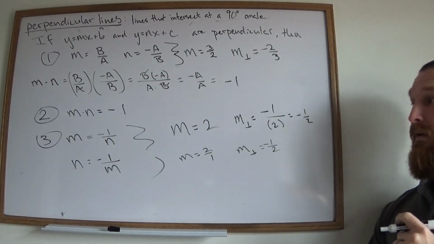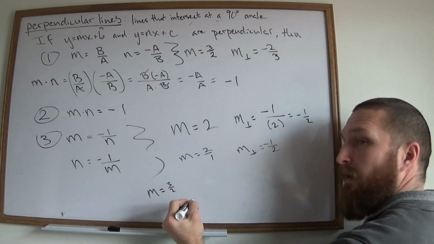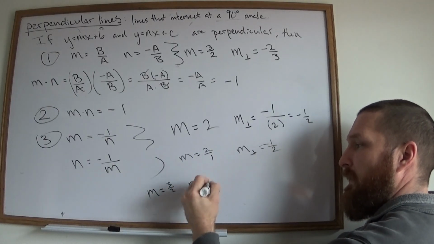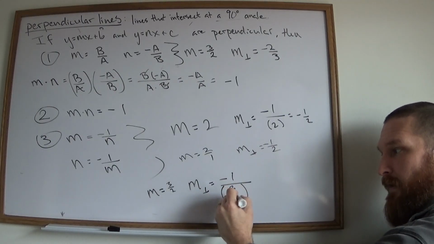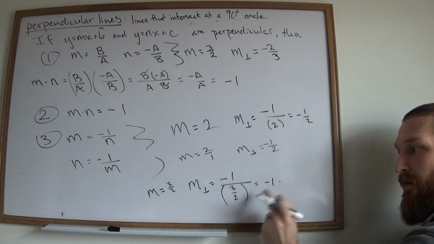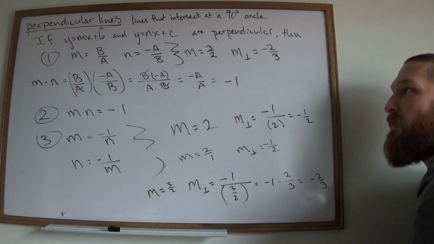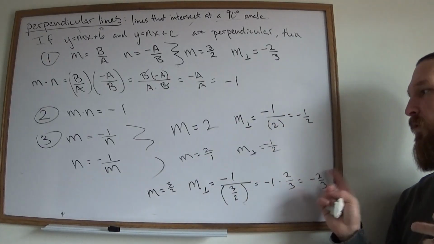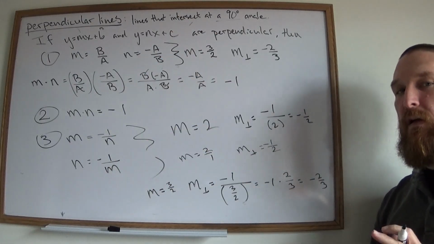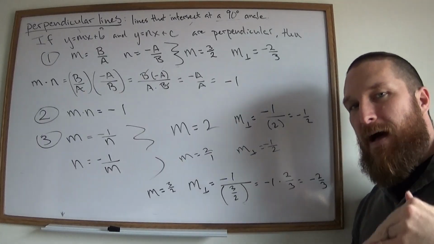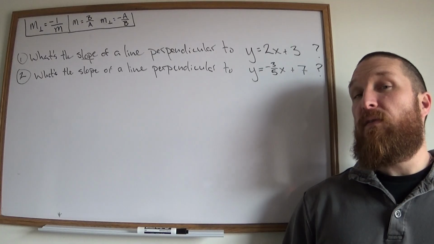This also works this way, too, that if m is 3 halves, then the perpendicular slope to it is negative 1 over whatever m is. 3/2, which is negative 1 times the reciprocal, 2/3, negative 2/3, which is what you get by just flipping rise and run and so on and so forth. But it's all consistent. This is how you use this. This is the relationship we were looking for, and that's how you use it to find a slope that's perpendicular to a given slope. So we have two problems.